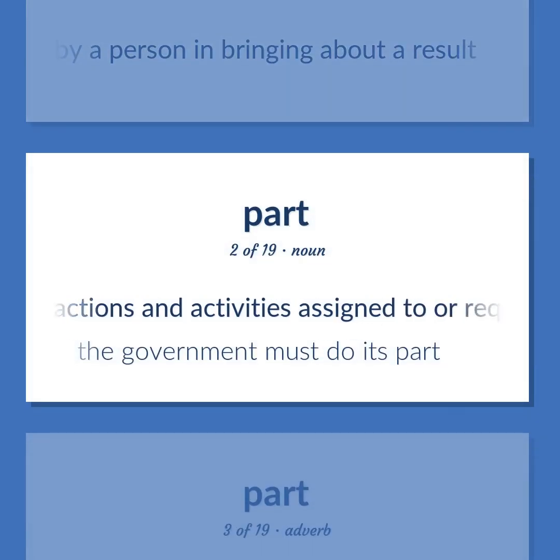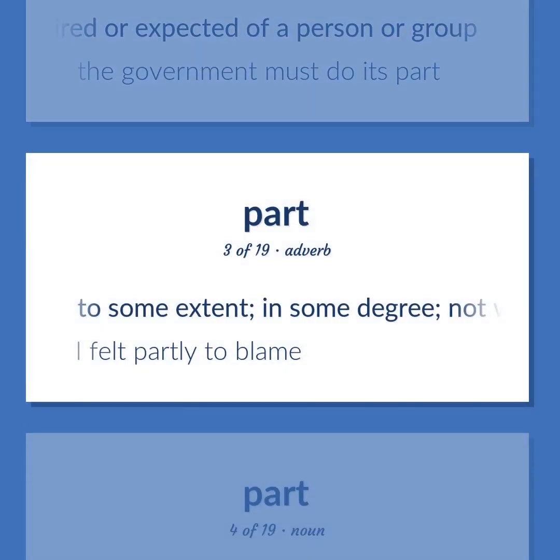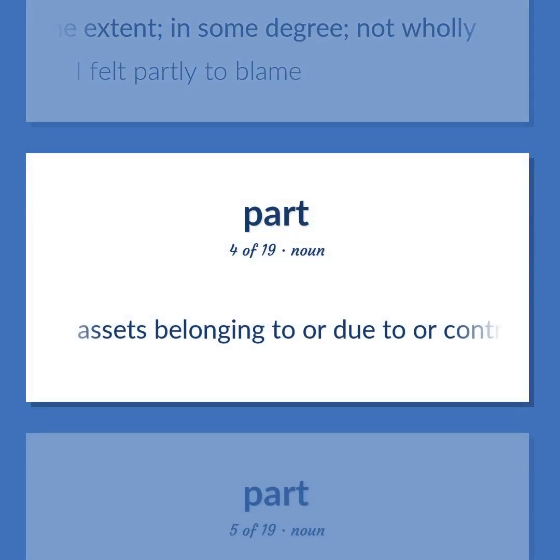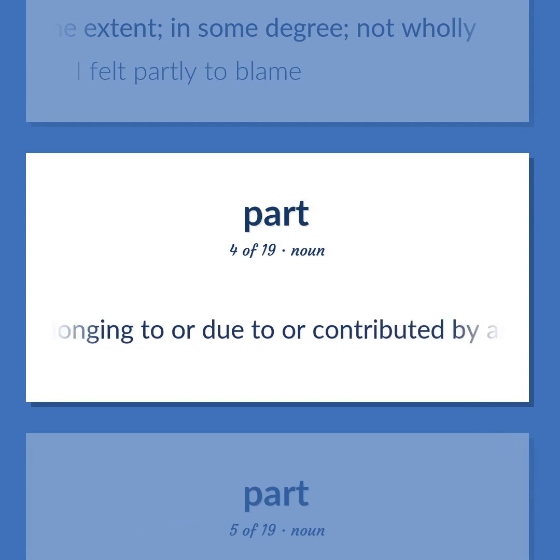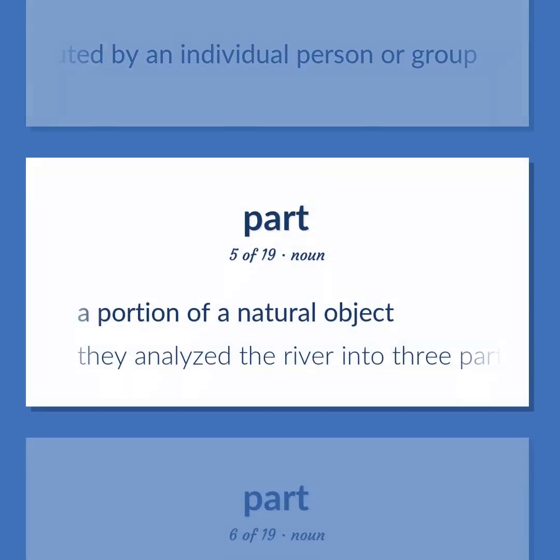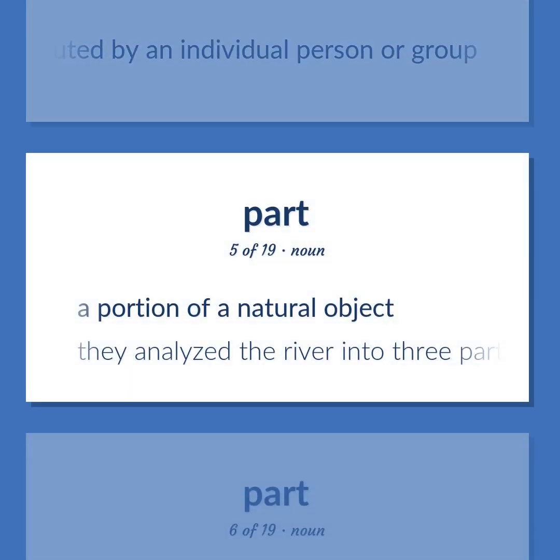The actions and activities assigned to or required or expected of a person or group. The government must do its part. To some extent, in some degree, not wholly. I felt partly to blame. Assets belonging to or due to or contributed by an individual person or group. A portion of a natural object. They analyzed the river into 3 parts.